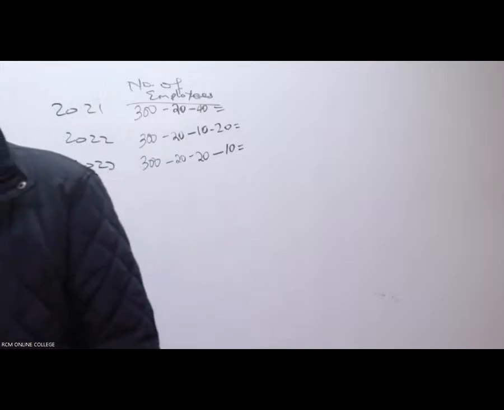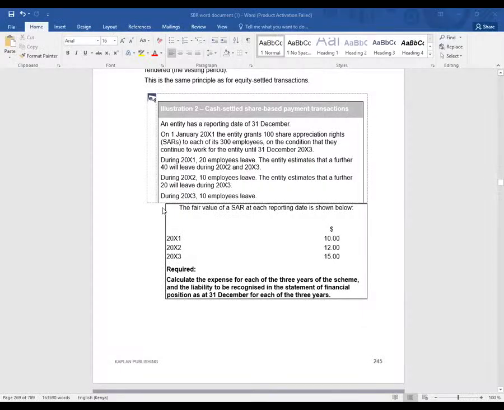Let me check here. Great question. Great questions are coming here. So we are told here, on 1st January 2021, the entity grants 100 share acquisition rights to each of its 300 employees on condition that they continue to work for the entity until 31st December 2023. During 2021, 20 employees leave. The entity estimates that a further 40 will leave.